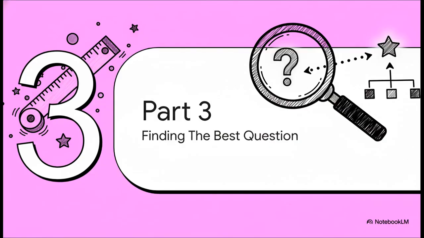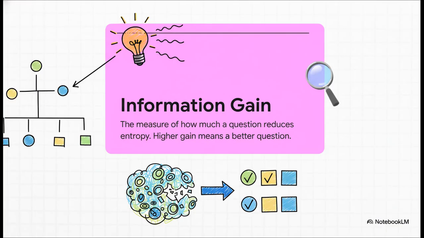Okay, so we have a way to measure messiness. Now, let's actually use it to find the best clue. And this brings us to the detective's secret weapon, something called information gain. It's really just a simple calculation. It tells us exactly how much a particular question will reduce the overall entropy, the messiness of our data. So a question with a really high information gain is a fantastic question. It brings a ton of clarity and sorts things out really, really well.